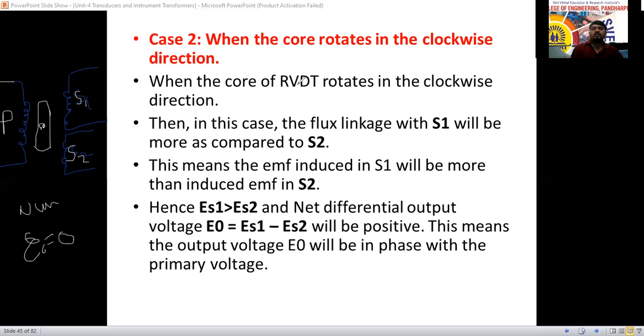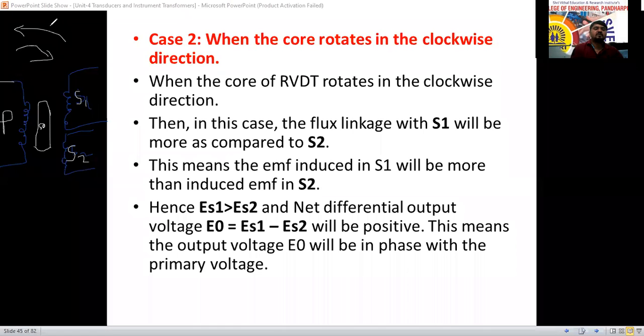Suppose it moves in the clockwise direction. Clockwise direction means which one, left to right or right to left? Clockwise means like this or like this. First one or second one? This is first, this is second. Clockwise means which one? Second one. Okay, clockwise means the second one, you told.